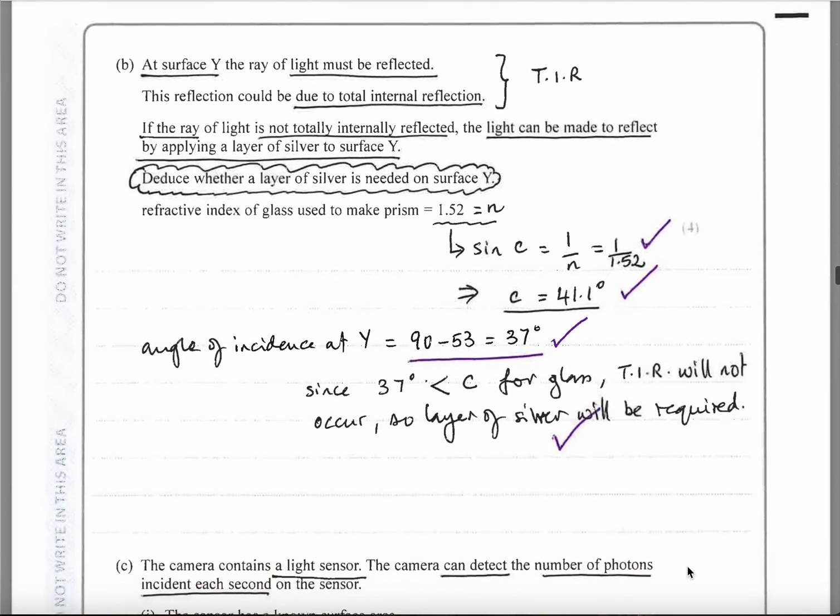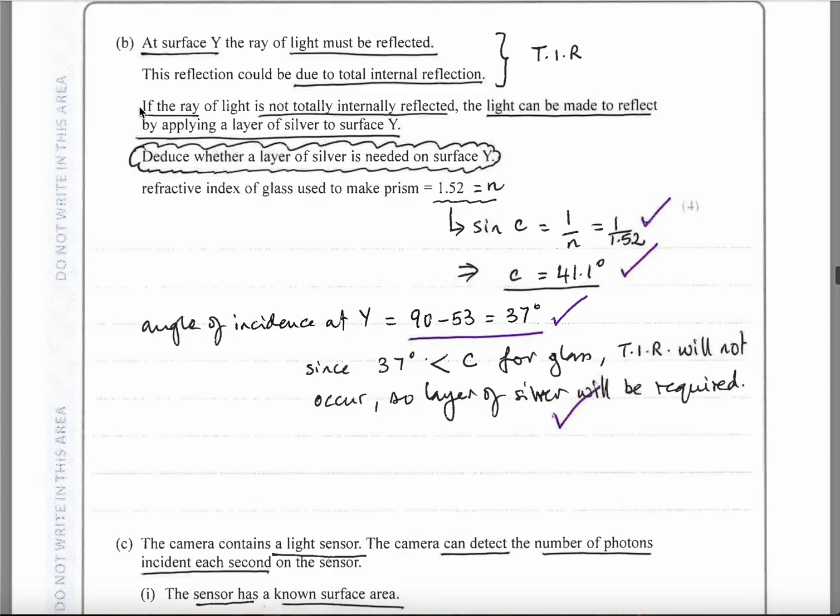Now they're going on to talk about total internal reflection, which is at surface Y. The ray of light must be reflected. That's what they're telling us. We want it to be reflected. This reflection could be due to total internal reflection. So I put TIR, so I can then use TIR in my answer, and they know that I know total internal reflection is the same as TIR. So I don't have to write it out completely.